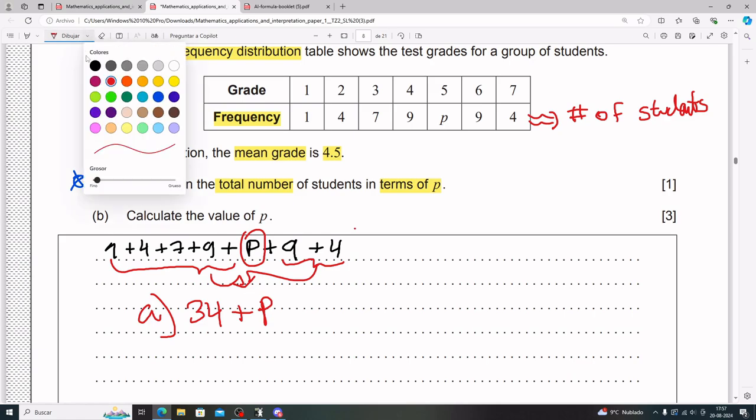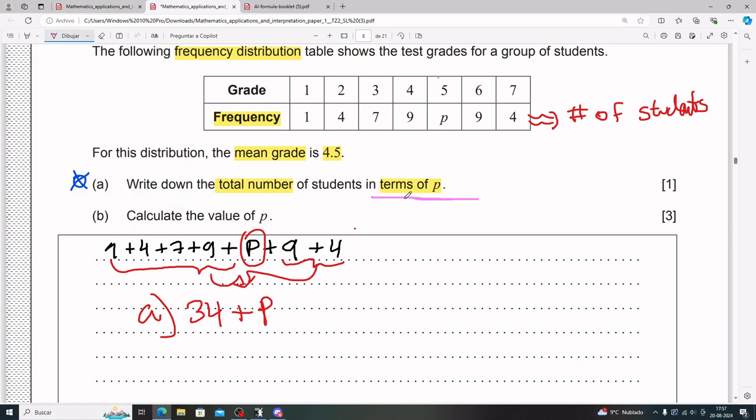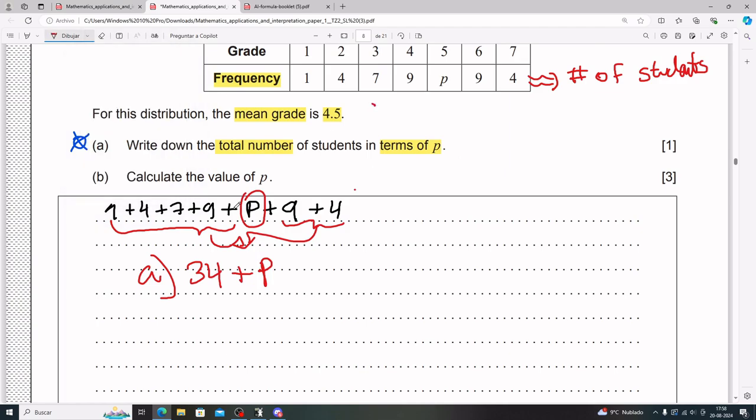Now, the other small disclaimer I should make is that because it says in terms of P, well, what does that mean? Basically, it's asking you to write down the total number of students, and your expression has to include P. Whenever it says in terms of P, your answer needs to have that P inside of it. If they tell you to write something in terms of X, your answer needs to have X inside of it. Write down something in terms of Y, your Y has to be inside of it. That is what it means by in terms of this, in terms of that, in terms of P, your P gotta be in there. For part A, it's gonna be 34 plus P.